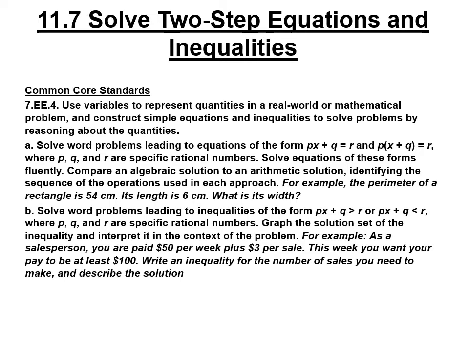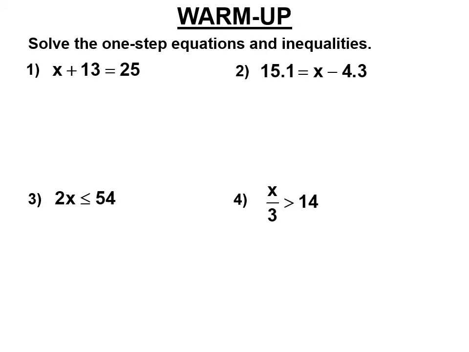So in 11.6, we wrote a bunch of two-step equations and inequalities. Now we're going to solve them. So let's remind ourselves of how these are one-step equations and inequalities, right? If it's add 13, you subtract 13 from both sides, and x equals 12 there. If it's subtract 4 3/10, you add 4 3/10 to both sides, and you get 19 4/10 equals x. Those were equations. These are inequalities.